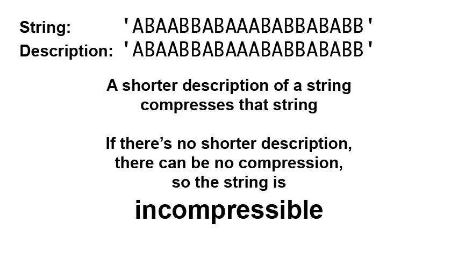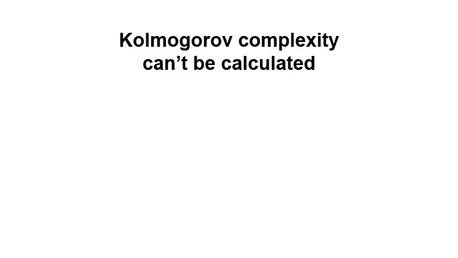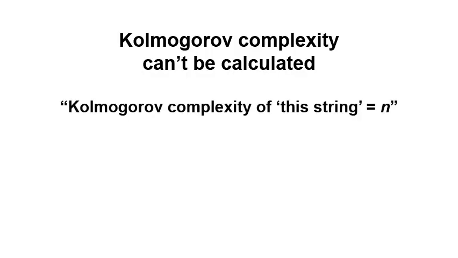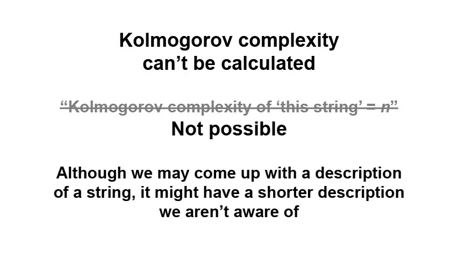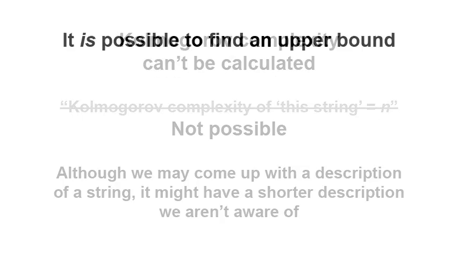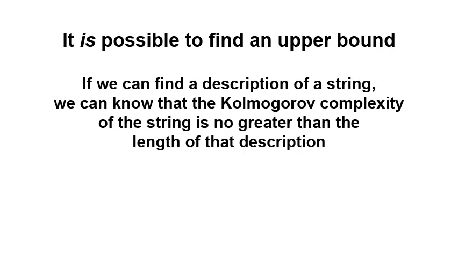Now, there is a catch to Kolmogorov complexity. Unlike measurements such as entropy in classical information theory, Kolmogorov complexity cannot be computed. That is, there's no way to calculate the Kolmogorov complexity for a given string so that you could say the Kolmogorov complexity of this string equals n. However, we can find an upper bound for Kolmogorov complexity. If we can come up with a way to describe a string that is shorter than the string itself, we can determine that the Kolmogorov complexity of that string must be less than or equal to the length of that description.